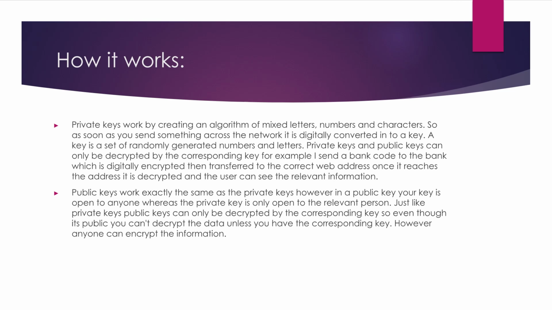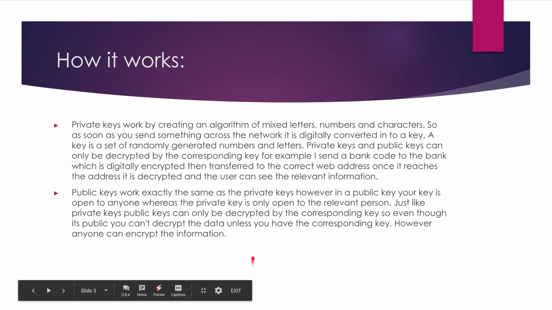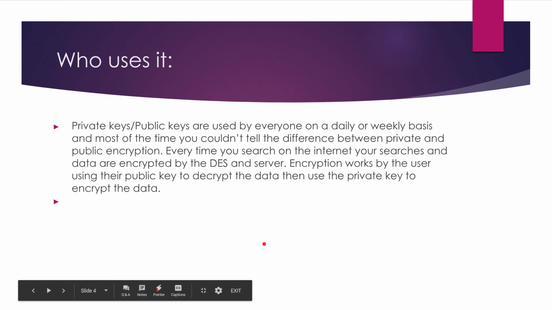However, in a public key, your key is open to anyone, whereas the private key is only open to the relevant person. Just like private keys, public keys can only be decrypted by their corresponding key. So even though it's public to anyone, you can't decrypt the data unless you have the corresponding key. So I could send some information to my friend, and anyone else can send information too, however they can't get the information I sent. But they can decrypt and encrypt information. Say you access a website: if you send your username to that website, you're sending your private key so no one else can access it.